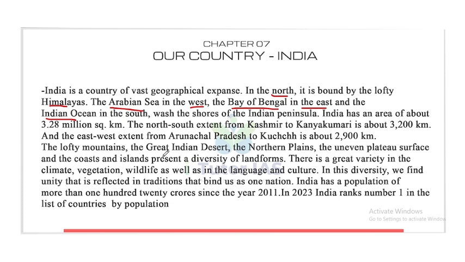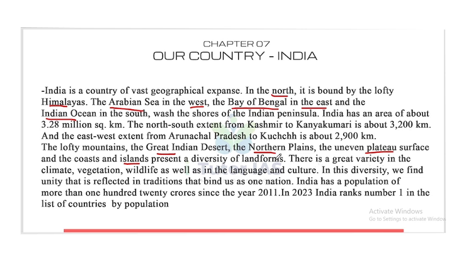The lofty mountains, the Great Indian Desert, the northern plain, the uneven plateau surface, and the coast and islands present a diversity of landforms. So these are the main landforms present in India. Mountains we know, the Himalayas. Then the Great Indian Desert, that is the Thar Desert. Next is the northern plains, the Ganga and Brahmaputra plains. The uneven plateaus, mainly the Deccan Plateau, and coast and islands. Islands are mainly Lakshadweep and Andaman and Nicobar.